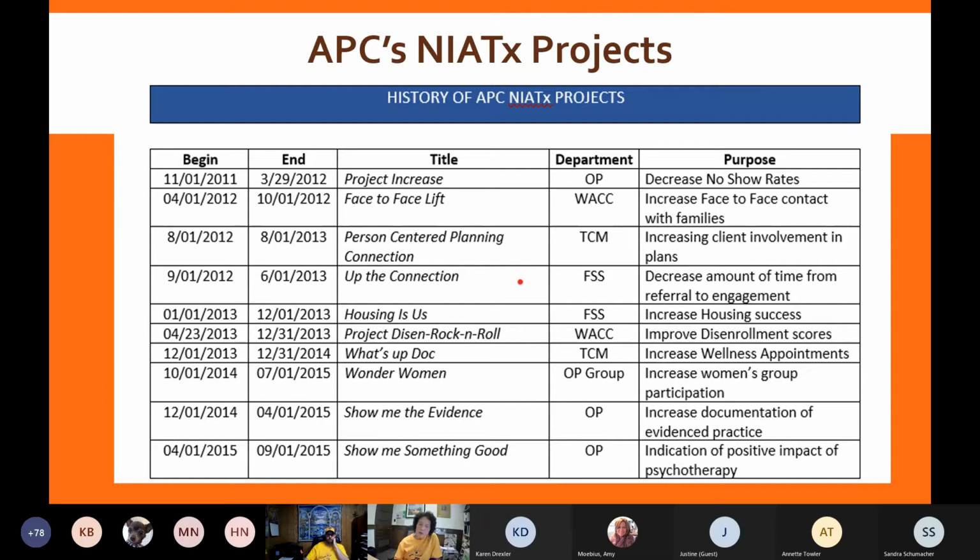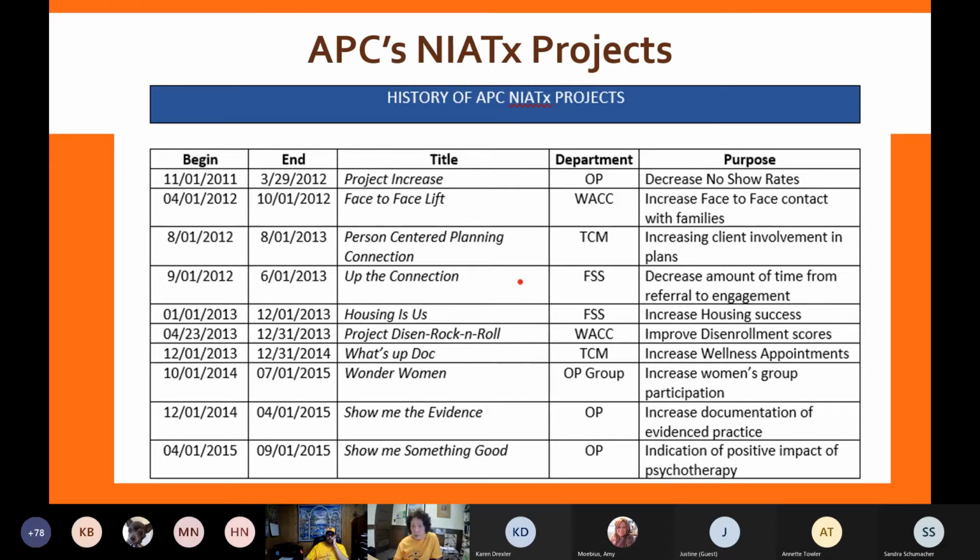in-depth changes. Amy mentioned that NIATEX is one way you can make those changes, and you can measure those changes. You can decide on goals. So as you can see, we began the latter part of 2011, after we did our Compass Easy, on starting to identify change projects that we wanted to do. We went to a change academy. We learned how to do NIATEX change projects.